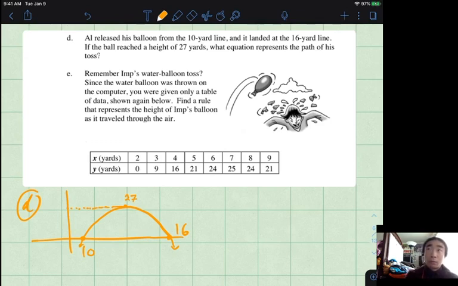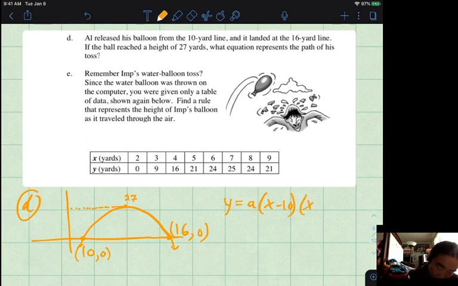So from here, we can solve. Okay, we have 2 points. We know our x-intercepts. If we want to be even more specific with this, we would write it out like this. In factored form, here we go, y equals a times x minus 10, x minus 16. And the harder part now is solving for a.